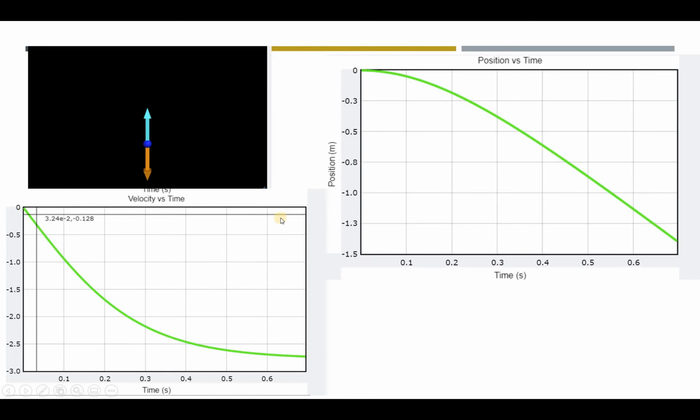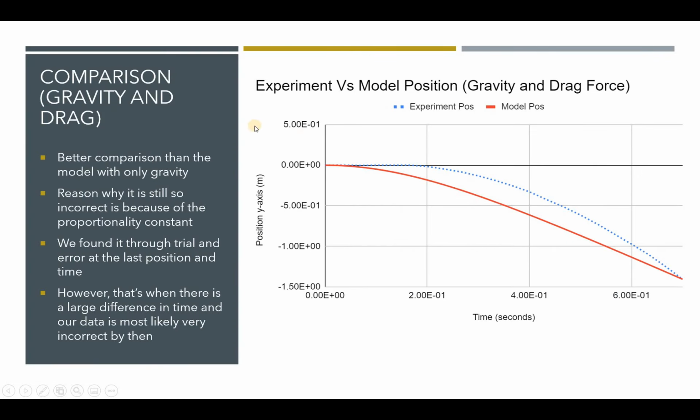This is gonna be our position versus time. This is gonna be our graph. So you can tell this is our model and experiment position. This is a much better comparison than the other model with only gravity. But there's still a large gap in here because of the proportionality constant, which I was talking about before, the b. So we went through trial and error at the last position and time, but this is when there's a large difference in time, and our data is most likely incorrect by then.